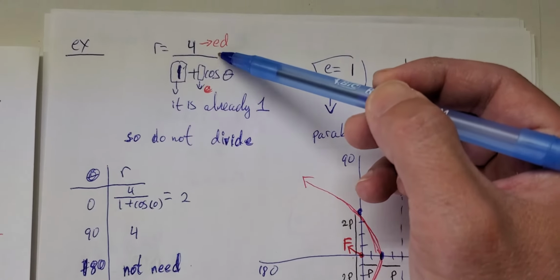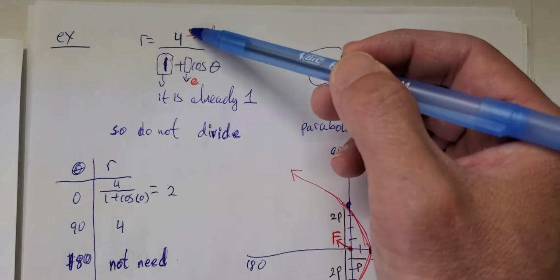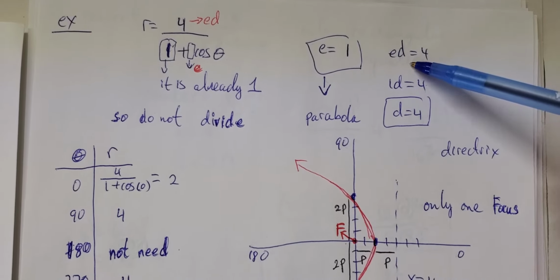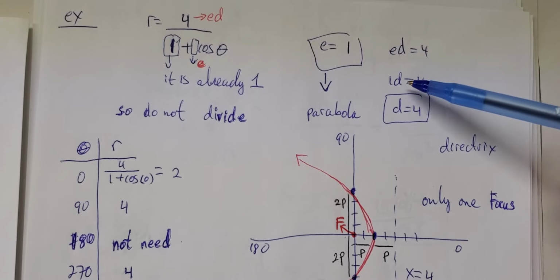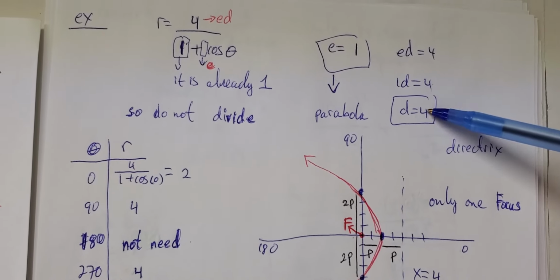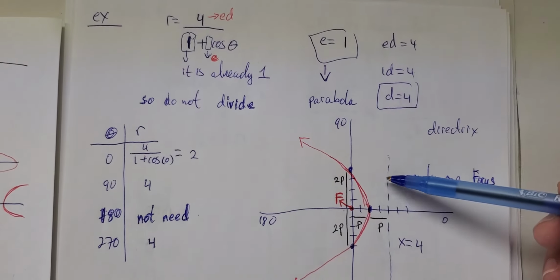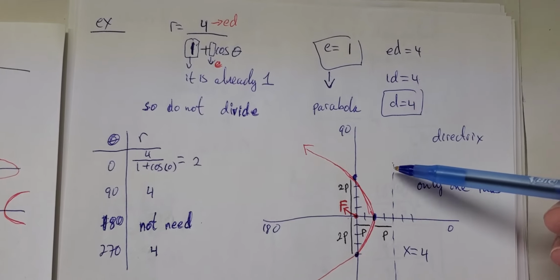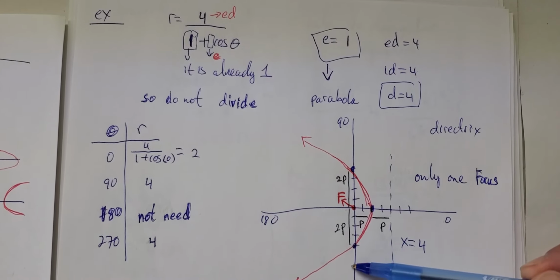ED is always on top, so make it equal to 4. Go find D, so put E in for 1. 1D is just D. D is equal to 4. What is D? It is the distance from the directrix to the pole.